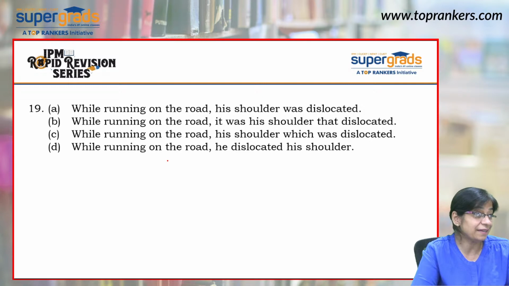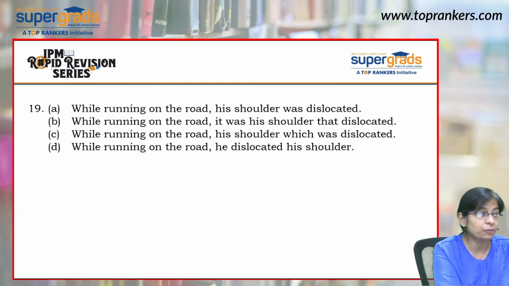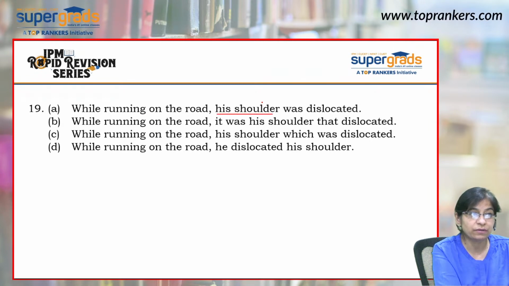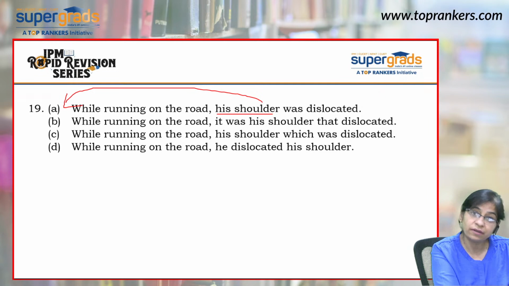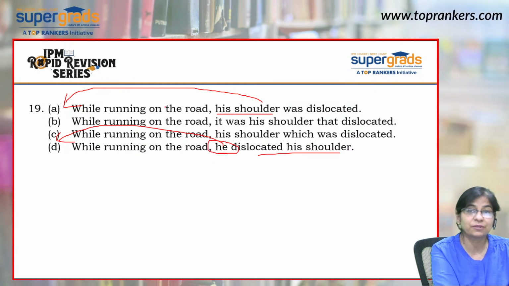Yes, that's right. Now see, while running on the road, no, no, I don't agree. I take my words back. See, his shoulder. Was the shoulder running on the road? No. I guess it was he who was running on the road. See, he, while running on the road, dislocated his shoulder. So he is a better subject to the sentence, right?